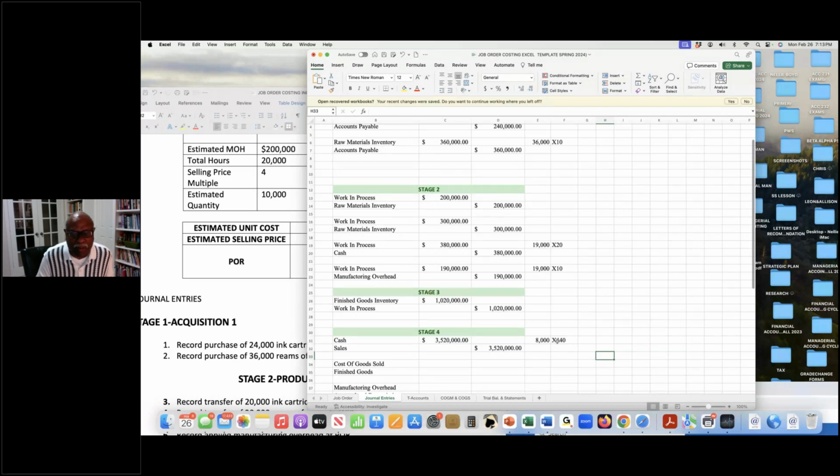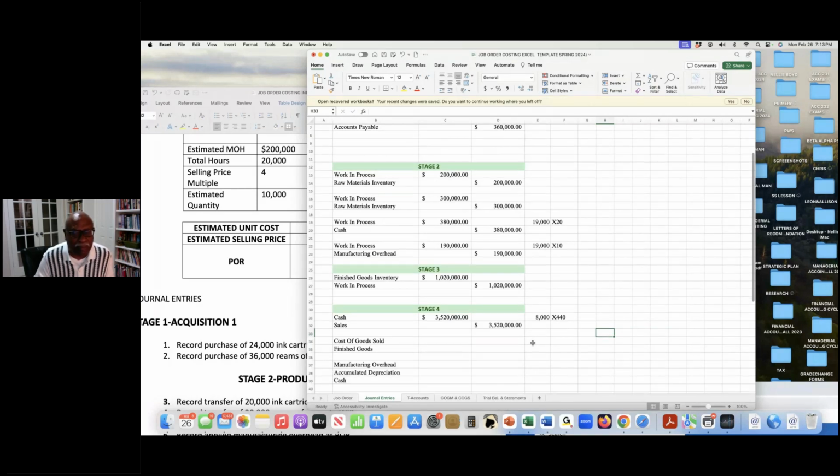What about cost of goods sold? How are we gonna calculate that? We're gonna multiply the 8,000 by our unit cost, which was 113.33. So we're gonna take the 8,000 and multiply it by that unit cost. What's our cost of goods sold? 906,640.